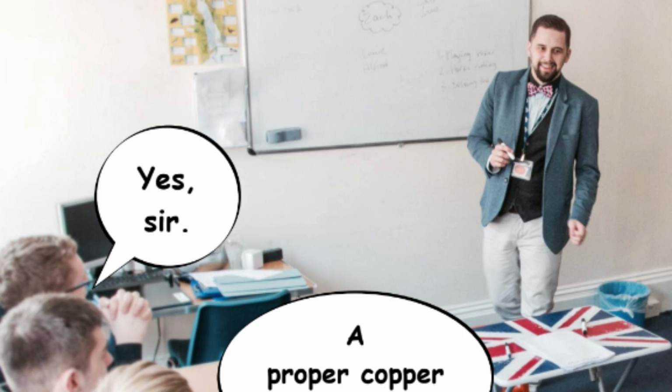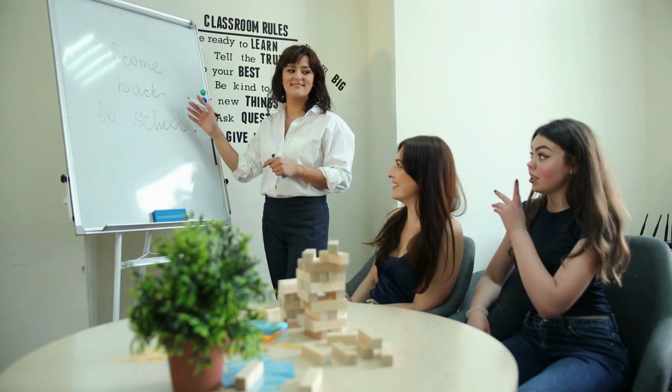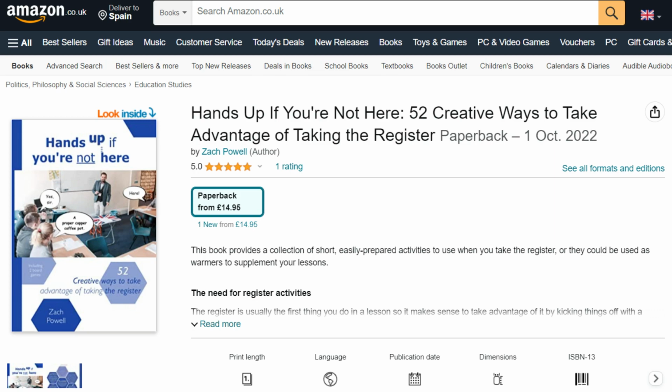So the good news here is that a friend of mine wrote a book called 52 creative ways to take advantage of taking the register, so we can basically use his techniques to be that engaging teacher from minute one in every single lesson. Zach Powel is a fellow English teacher from the south of England, and he creates his own material apart from being a magician, which is pretty cool. You can find Zach's details in the description of this video. And for today, we are just going to focus on 5 of his very simple and fun techniques. So let's look into them.